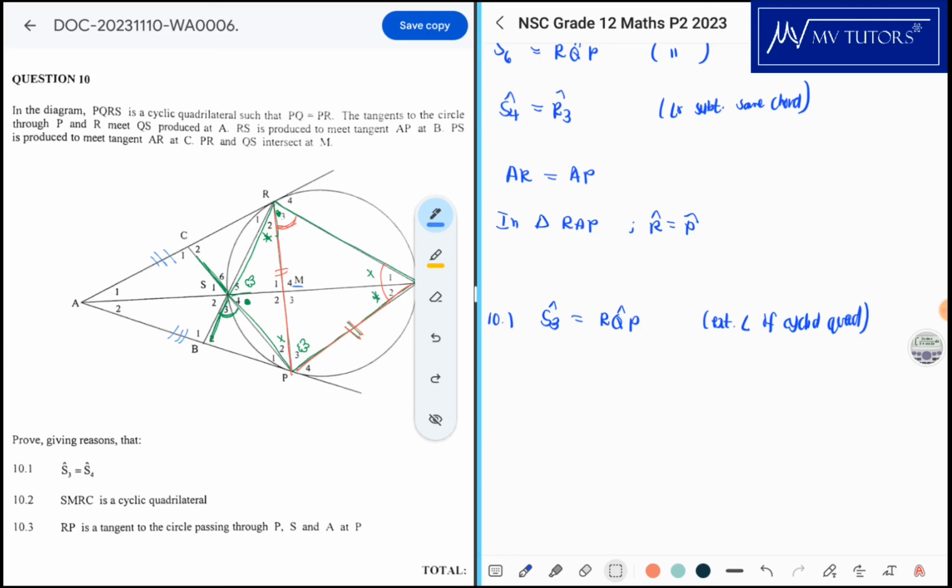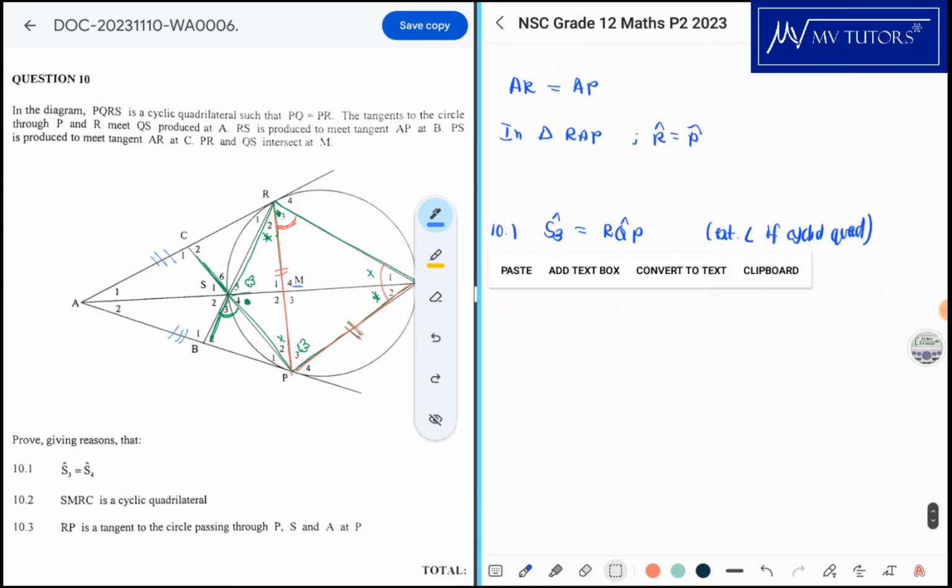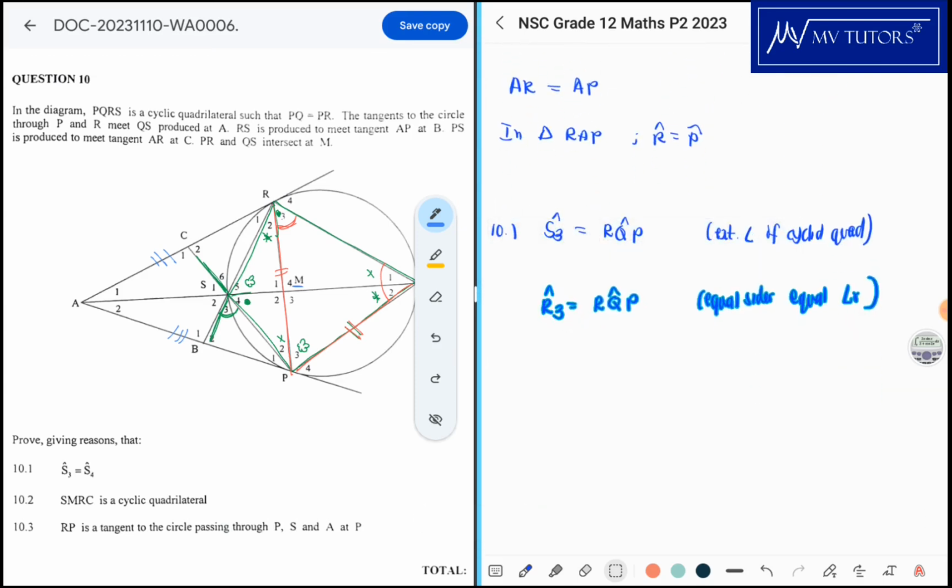Okay, so let's say RQP is equal to R3. Let me also just take that. I paste that. Equal sides, equal angles. All right. And now that I've said that, let's see.